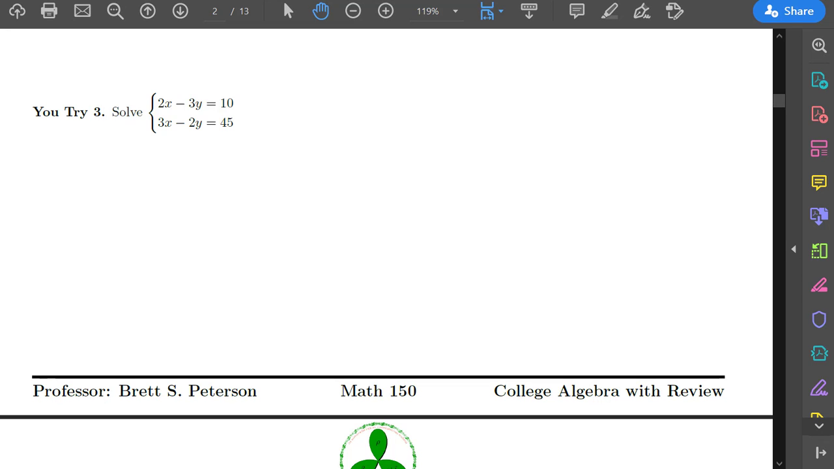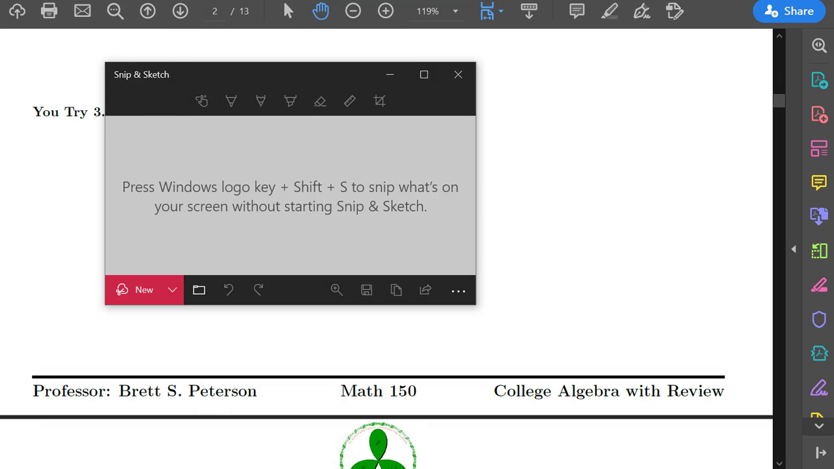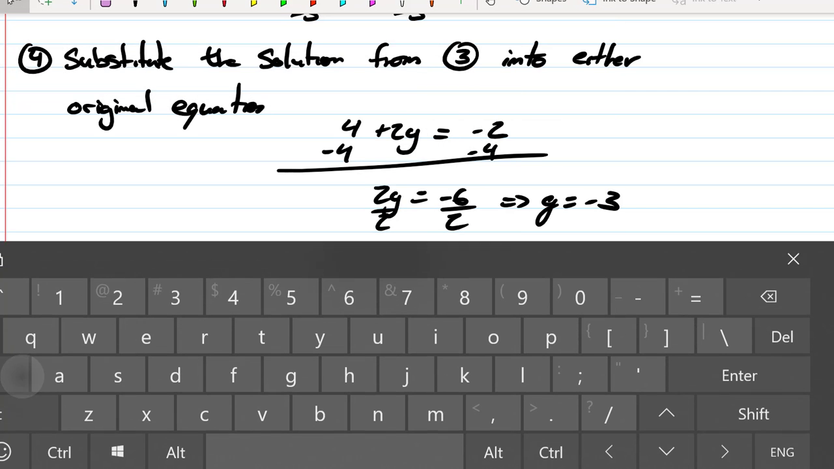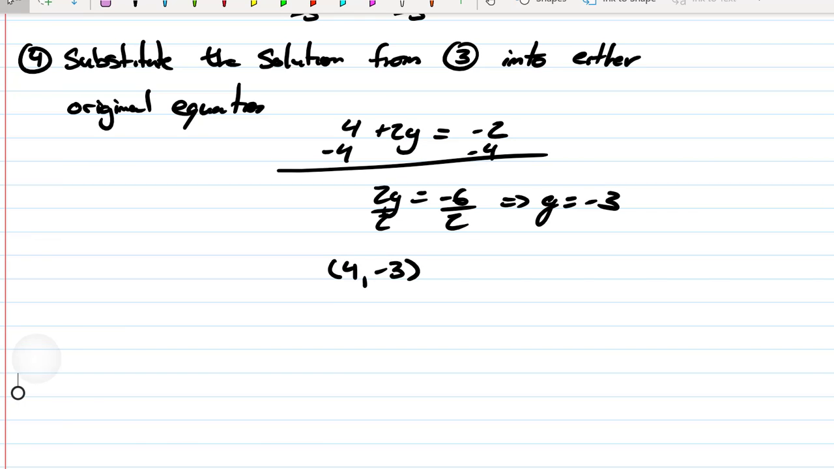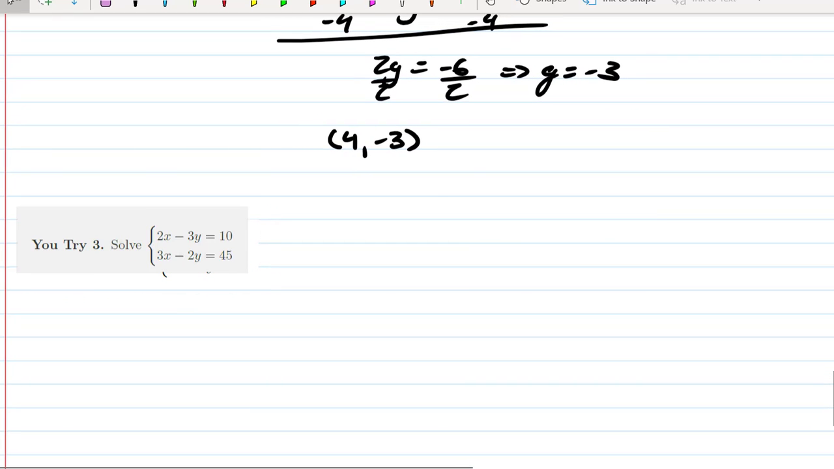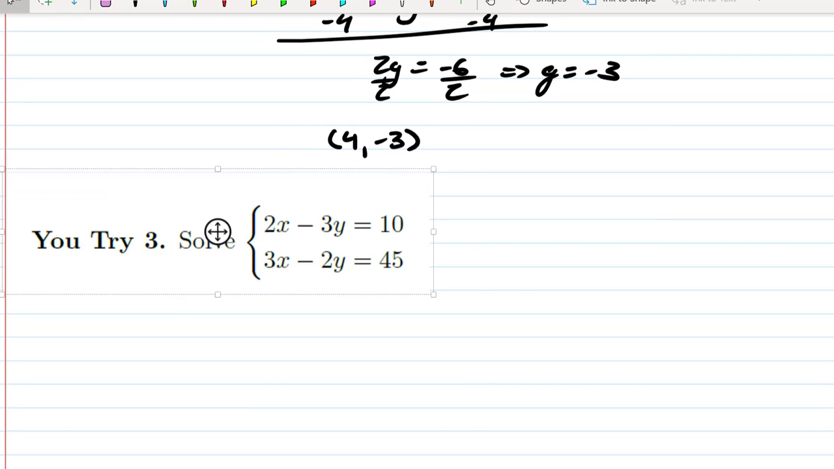It's time for you guys to do a U try. And notice, we weren't told any particular method to do. And remember, whether we do substitution, elimination, or graphing, we will always get the same solution.